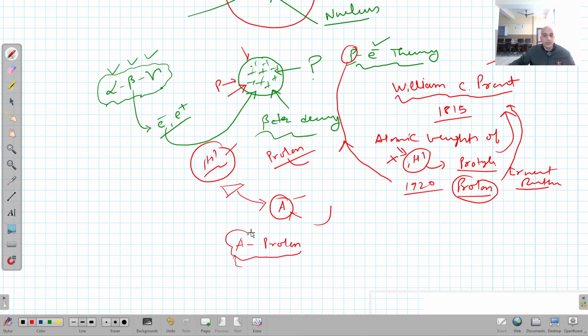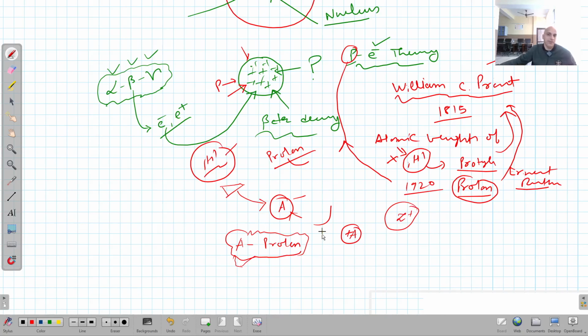But now this makes one thing difficult. If the nucleus has A protons, its charge should be plus A, because one proton has charge plus 1. But we know the atom as a whole is neutral. If plus A charge is on the nucleus, it means A electrons should revolve around the nucleus. But we know from the experimental results that the number of electrons revolving around the nucleus is equal to Z, that is, the atomic number of the atom.